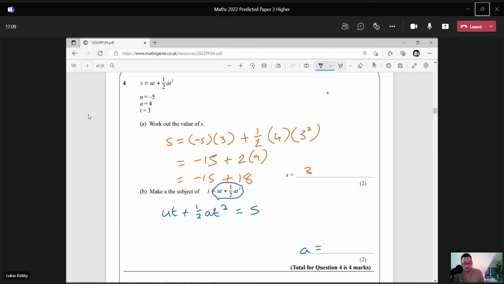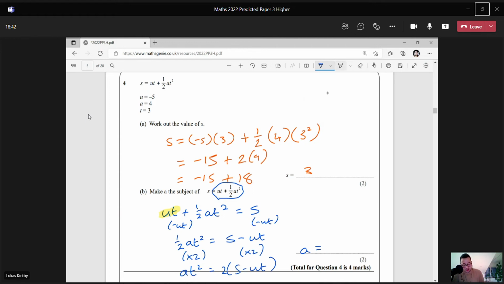Okay, so the first thing is then, I want to get rid of this ut. So let's minus that from both sides. And we're going to end up with half of at squared equals S minus ut. Then what we want to do is we want to get rid of this half by the at. So let's times it by 2. That's a good way of getting rid of a half. So we're going to end up with at squared equals 2 brackets S minus ut.